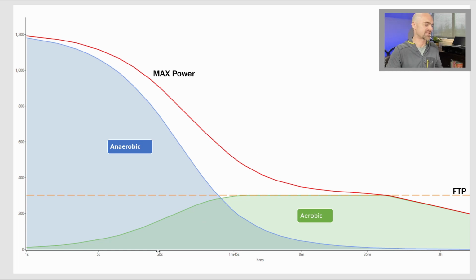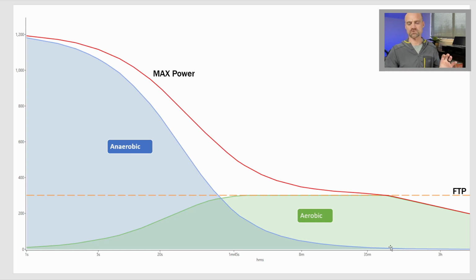So let's just take a quick look at that. If you look at 20 seconds, it's your anaerobic at 20 seconds, and that makes sense. If we go up at 20 seconds, most of that is all blue, anaerobic. There's a little bit left here to meet your mean max power, and that's the aerobic contribution. So even at 20 seconds, you still have a little bit of aerobic contribution. And then vice versa, at 3 hours, you can see that's all aerobic and basically no anaerobic.